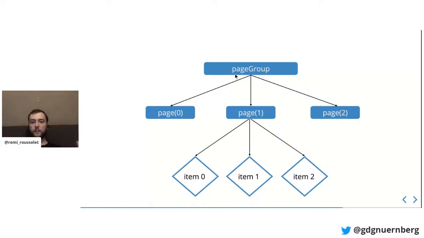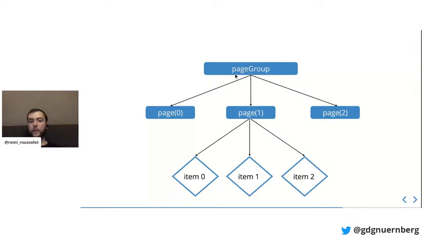So in the end, the graph of states that we have using this architecture would have as a very root our page group provider. Then using family, we have multiple branches depending on the page index. So the first page has its own state, the second page has its own state. And then each page has numerous items. So we have this exploded view, very, very linear too.